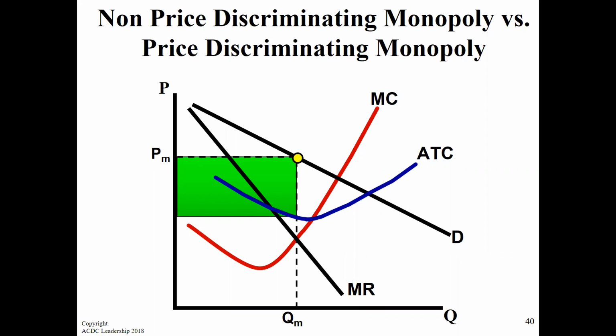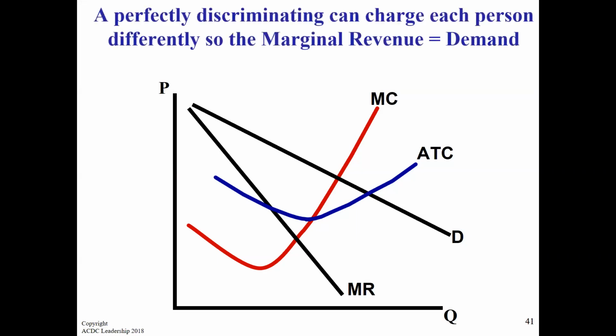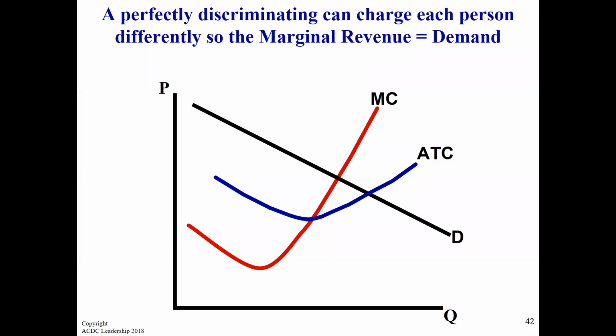Here's the price discrimination. Now, I'm going to draw in blue the profit box because it's going to disappear in a second. So I'm going to fold the MR into demand, because I want to make it price discrimination. I've got MC equals MR. I'm going to go down. That's my quantity.